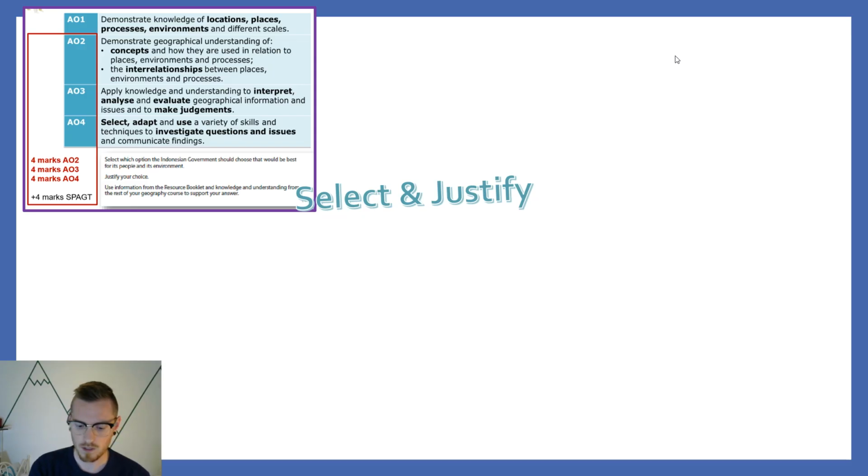Now, this select and justify question is on AO2, 3, and 4, and there's a 4-mark distribution between them, and there's 4 marks for spelling, punctuation, grammar, and specialist terminology. Go through your paper at the end, the 16 mark question, if you get time. Double check your sentences read grammatically correct. Tweak any of that. Look at your spellings. Words like environmental, look, environment is here, make sure that ends there. Government, make sure the n is in the middle of that word government. Check your capitalization of place names. And look at any of your phrases.